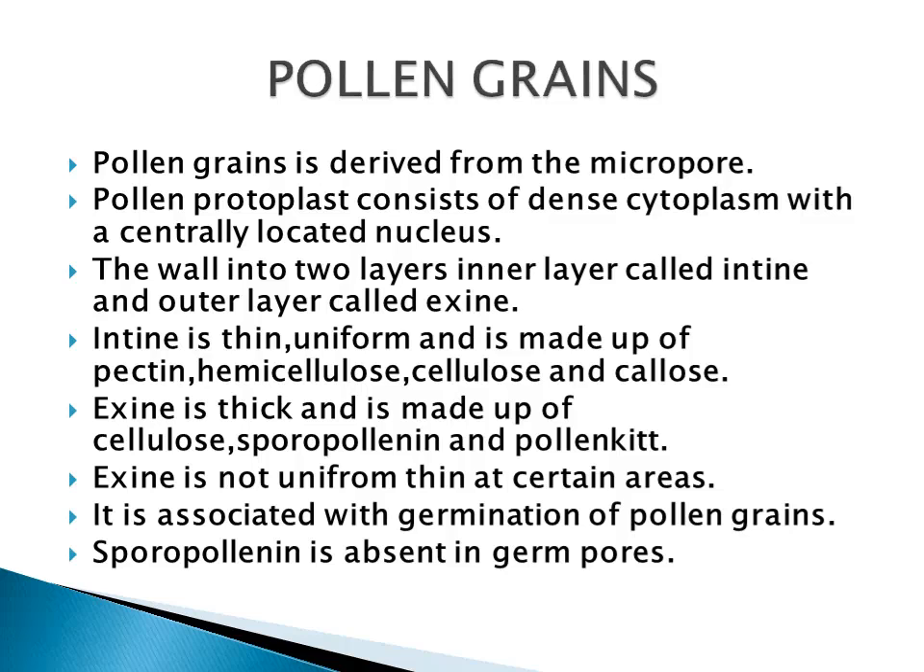The wall has two layers, the inner layer called intine and the outer layer called exine. Intine is generally thin and uniform in thickness. It is made up of pectin, hemicellulose, cellulose and callose. Exine is generally thick and is made up of cellulose, sporopollenin and pollen kit. So exine is not uniform, thin at certain areas and thick at certain areas.